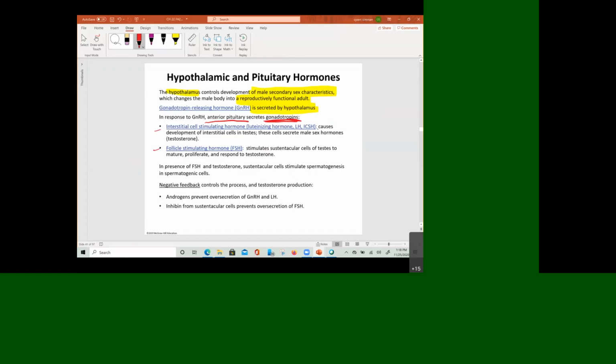Now, LH actually has another name. It's called interstitial cell stimulating hormone. These interstitial cells are actually found in the testes. And upon stimulation from the LH, they in turn will secrete male sex hormones like testosterone.